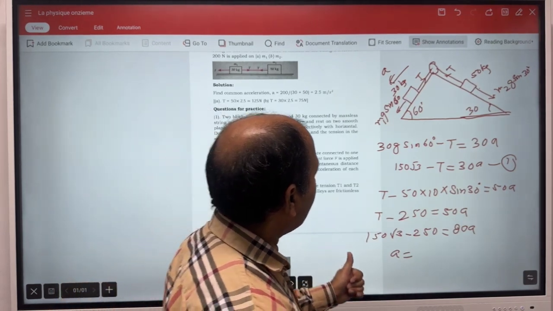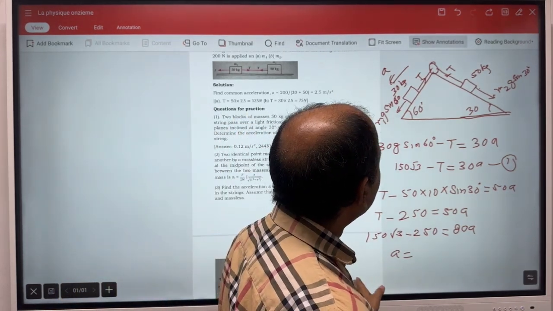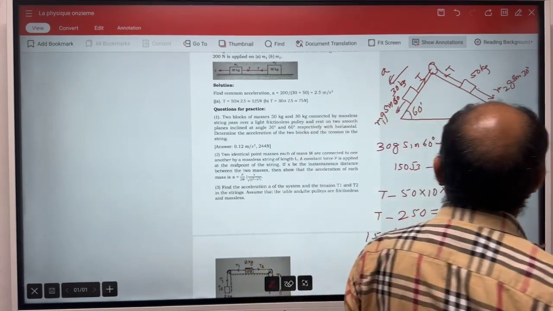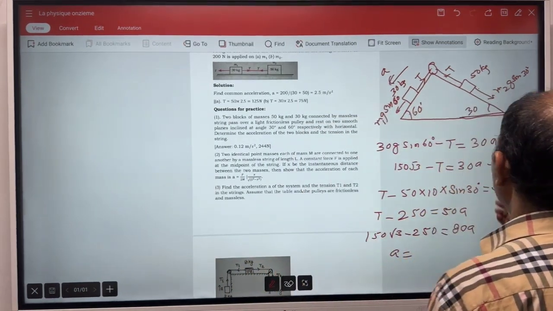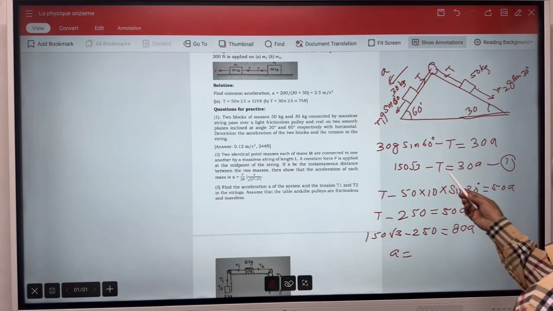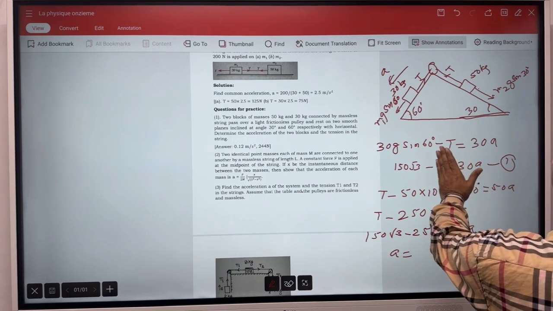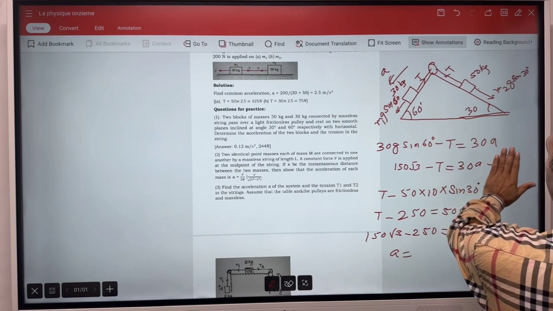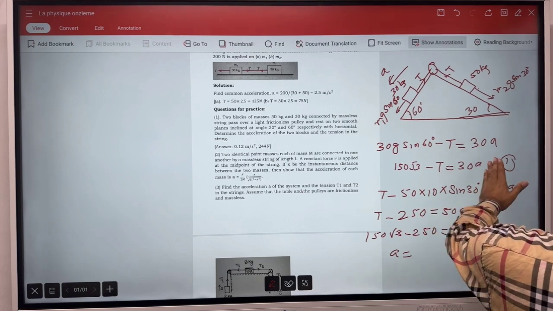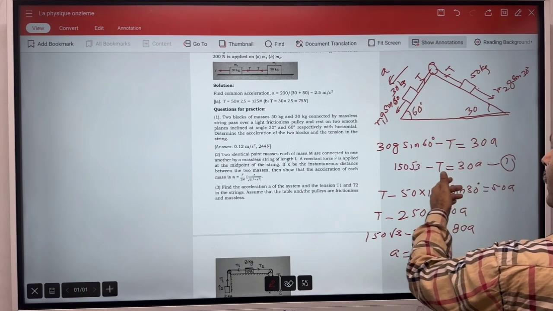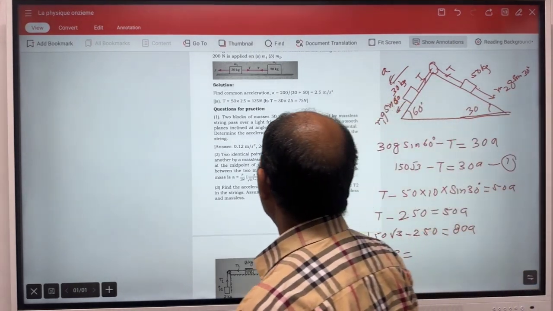You have got the value of acceleration, and you can put that value of acceleration to get tension from any equation. If you put here the value of acceleration so obtained, shift this T to the RHS and 30 times acceleration to the LHS and evaluate, you will get the value of T.